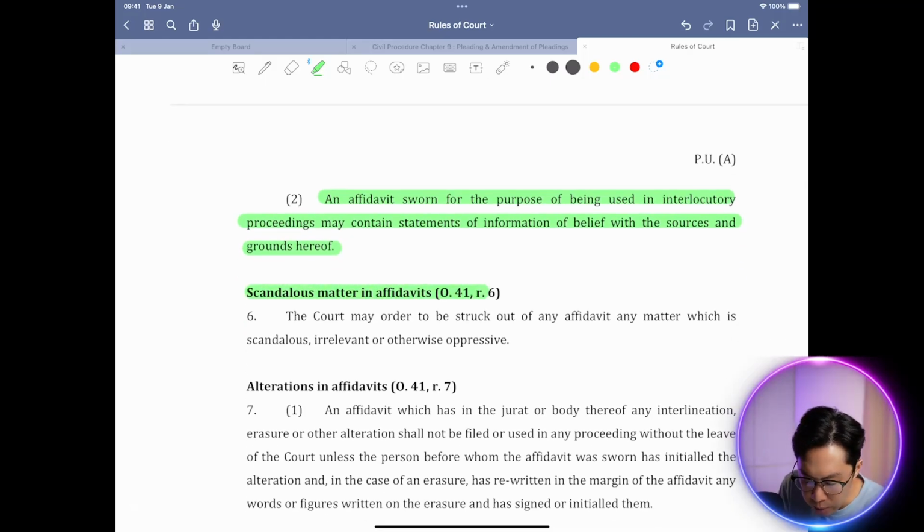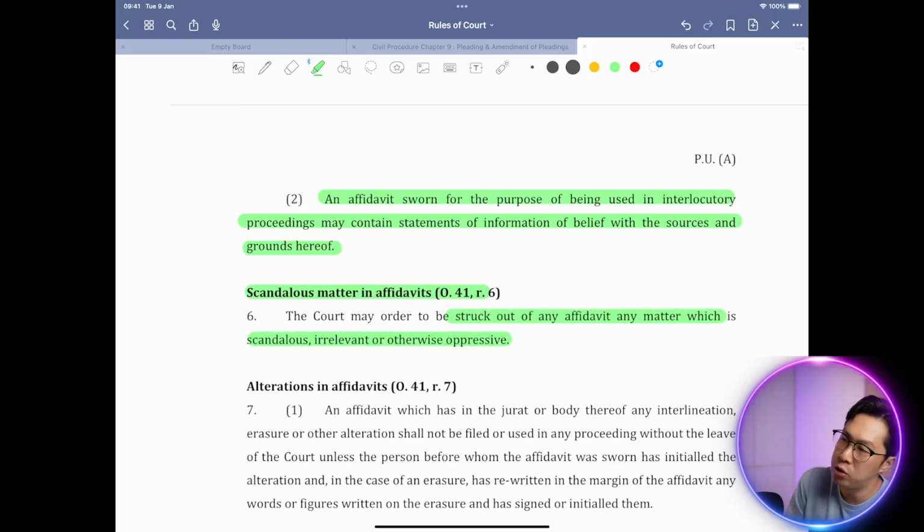The court may order to be struck out of any affidavit any matter which is scandalous, irrelevant, or otherwise oppressive. In your affidavits, if you start to say you're a liar, you're biased, you're racist, there's nothing there. It's just alleging something. So the court may strike out that matter. It's up to the court. The court may strike out the whole affidavit, or the court may just strike out the particular paragraphs one and two which contain the scandalous matter and take into consideration paragraphs 4, 5, 6. It's up to the judge what he wants to do.